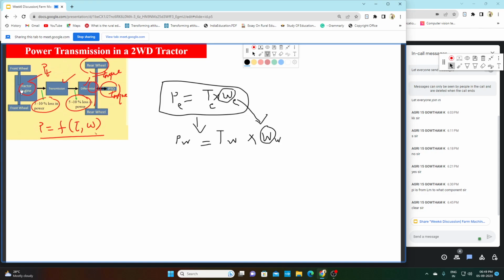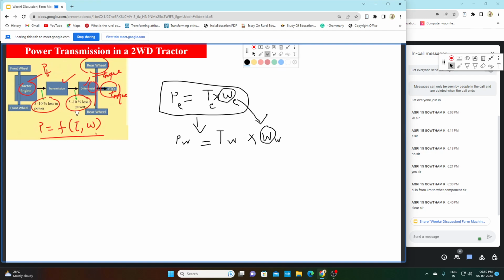Okay, now in the tractor engine, there are power losses during each transmission. Between the tractor engine and the transmission component we have 5 to 10% loss in power. And second, in the transmission and differential also we have 5 to 10% loss in power. After that we get the power in the rear wheels as well as in the PTO. Okay, so let me repeat again.